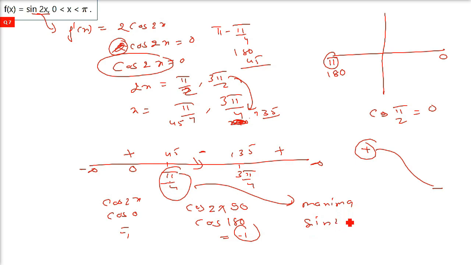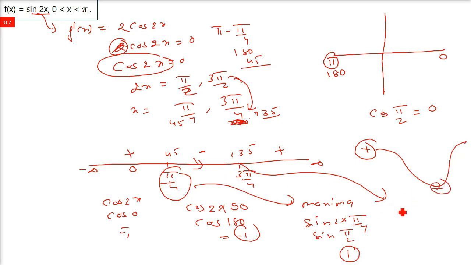How about this one? Just find out the value also. Sine 2 into pi by 4, so sine pi by 2. And as I told you, sine pi by 2 is 1. So at pi by 4 the maxima value of y equals f(x) is 1. The value at x equals 3 pi by 4, the value of y is 1.